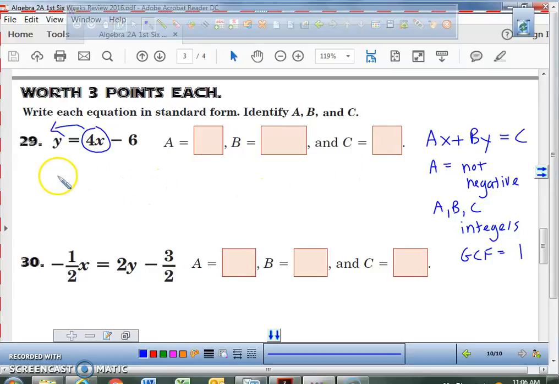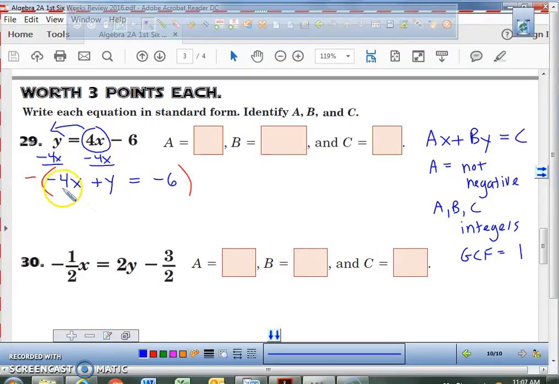So right now, you're going to say negative 4x plus y equals negative 6. Basically what we did here, the slow method, is subtract 4x from both sides. Why do we need to distribute a negative to every single number? Because you can't have a negative A. That's right, because you can't have a negative A.